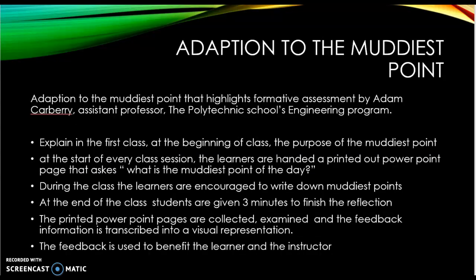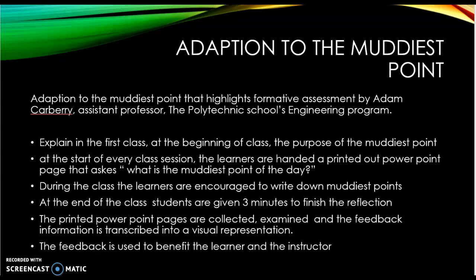While researching the muddiest point, I found this one adaptation by Adam Carberry, an assistant professor. He explains in his first class, at the beginning of class, the whole purpose of the muddiest point. And then at the start of every class, he hands out a piece of paper to each learner. And on that piece of paper, it says, what is the muddiest point of the day?